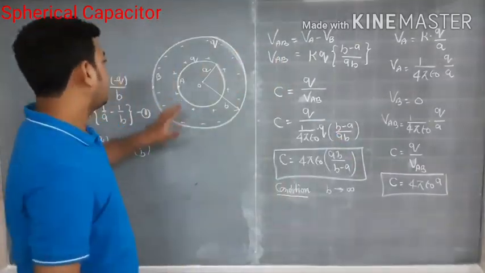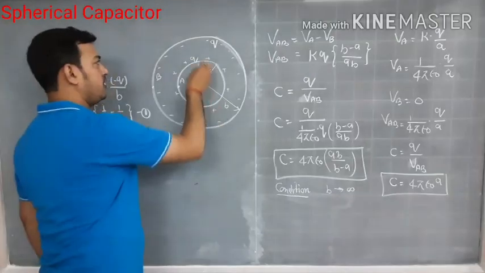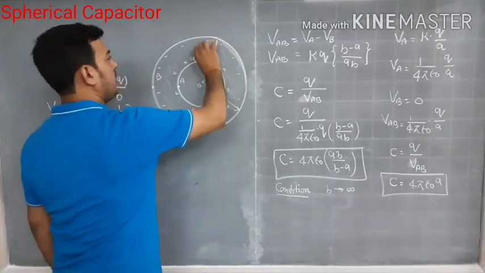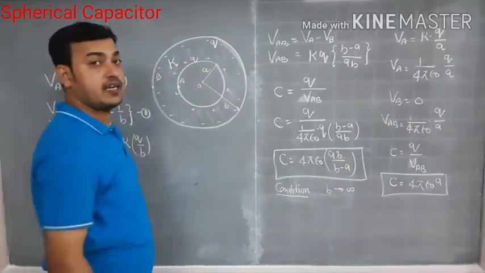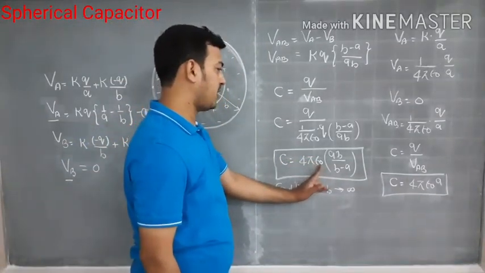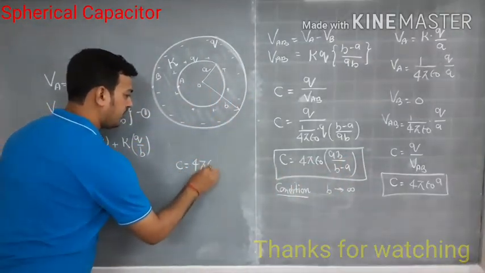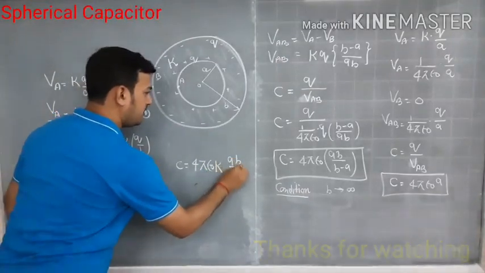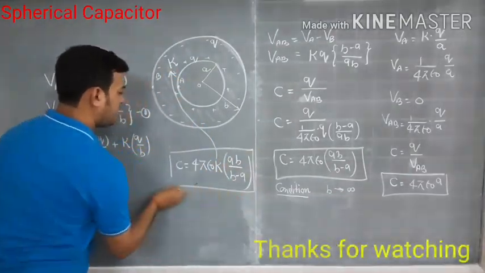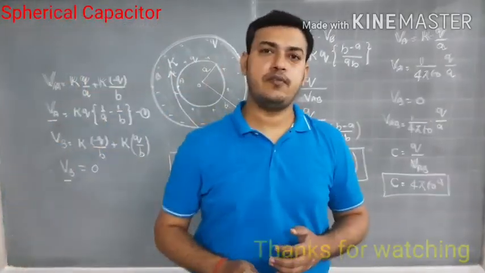Now, one important thing: there is air in the space between these two shells, and as I told you, if you fill the space between these two shells with a dielectric of dielectric constant K, then the capacitance will become C equals 4 pi epsilon naught K AB by (B minus A). Let me write it here. C will be 4 pi epsilon naught K AB by (B minus A) once you have inserted a dielectric medium of dielectric constant K between the plates of the spherical capacitor.